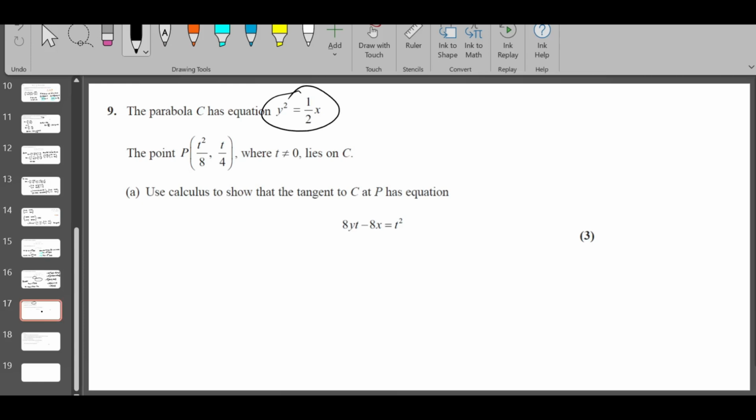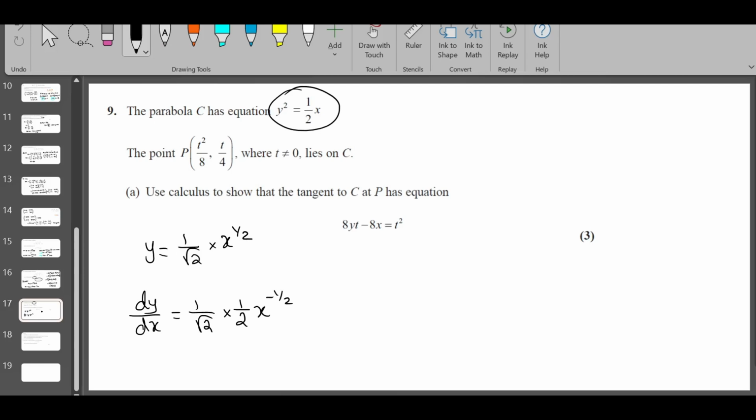If you know implicit differentiation, you can apply it, which is basically 2y dy over dx is equal to 1 over 2. Or if you haven't learned implicit differentiation, which is in Pure Math 4, you can just make y the subject here. So y is going to be square root of 1 divided by square root of 2 times square root of x. So dy over dx is half x power half minus 1, which is 1 over 2 root 2 times 1 over square root of x.